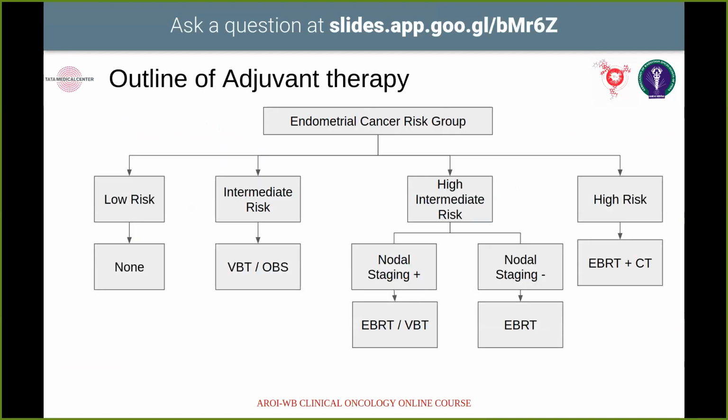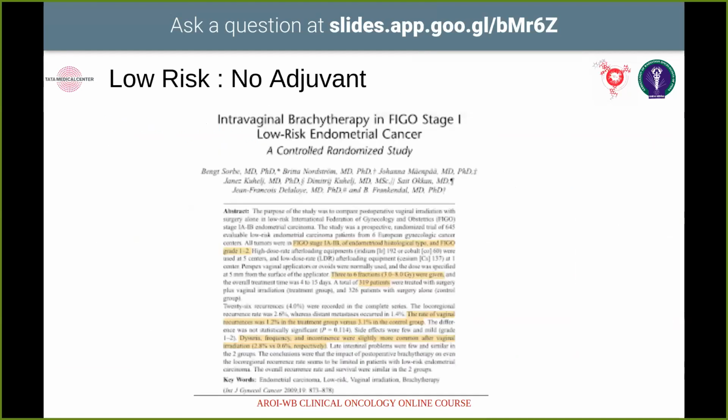Now, in the West, most of your patients actually have a low-risk disease phenotype. This is actually not true in India. In our practice patterns, we find that most of our patients do not have a low-risk disease phenotype.